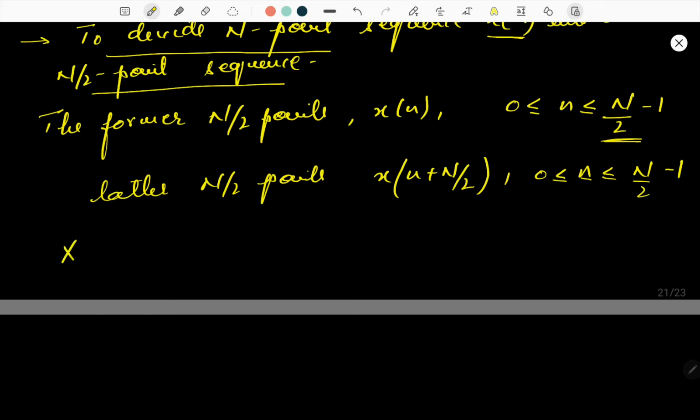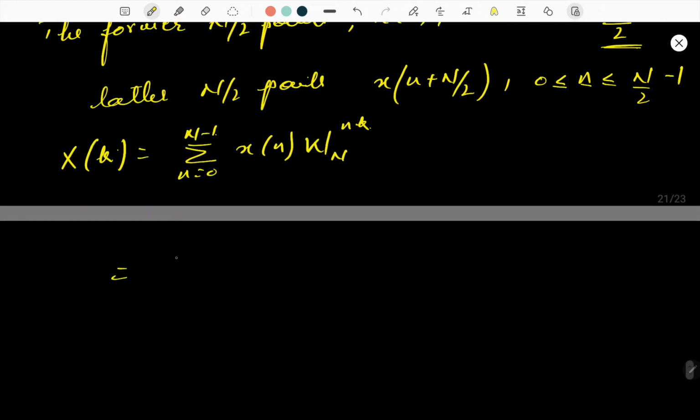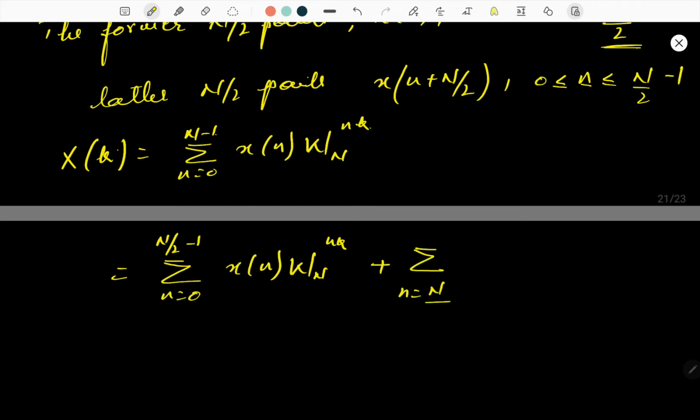Since X(k) is written as the summation for n equals 0 to N minus 1 of x(n) W_N to the power nk, this can be further divided: the summation from n equals 0 to N by 2 minus 1 of x(n) W_N^nk, because we have divided into N by 2 points, plus the summation for the next N by 2 points, n equals N by 2 to N minus 1, of x(n) W_N^nk. This is how we are going to divide this.